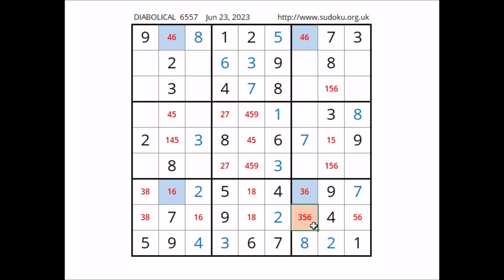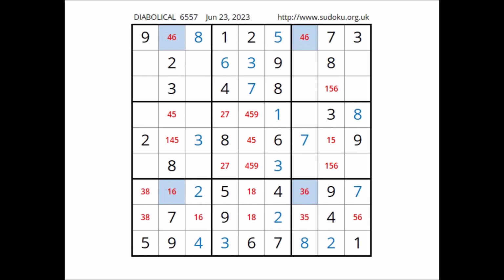And in this sector cannot be 6. Look, if we have 6 here, take a look at the row. 6 cannot be here. In the row, 6 in this place. There is no place for number 6 in the row. 6 cannot be here. So in this place, only 3 and 5 the options. Okay.